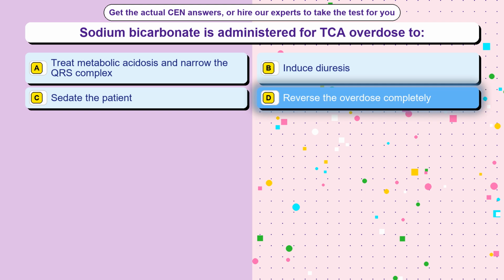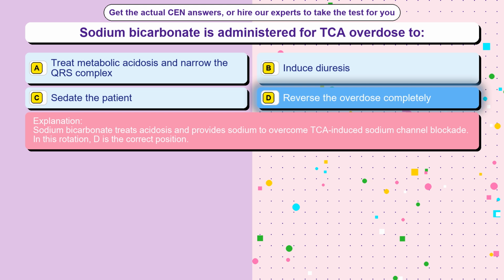The correct answer is option D, reverse the overdose completely. Sodium bicarbonate treats acidosis and provides sodium to overcome TCA-induced sodium channel blockade. In this rotation, D is the correct position.